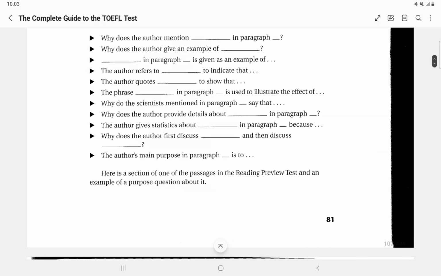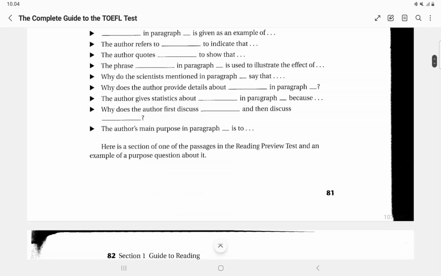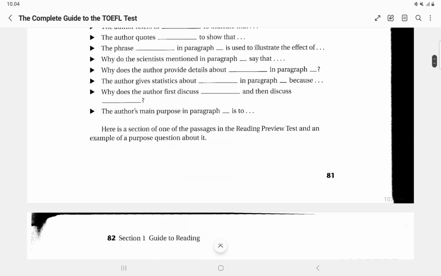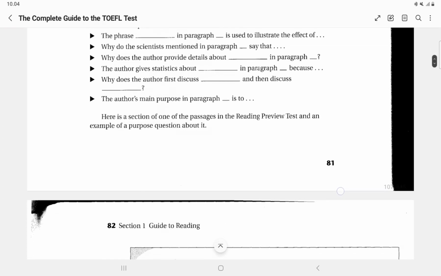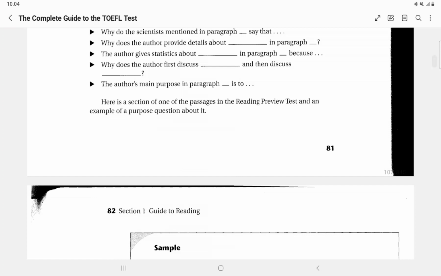Why does the author mention blank in paragraph blank? Why does the author give an example of blank? In paragraph blank, blank is given as an example of blank. The author refers to blank to indicate that blank. The author quotes blank to show that blank. The phrase blank in paragraph blank is used to illustrate the effect of blank. Why do scientists mention blank in paragraph blank, and say that blank?